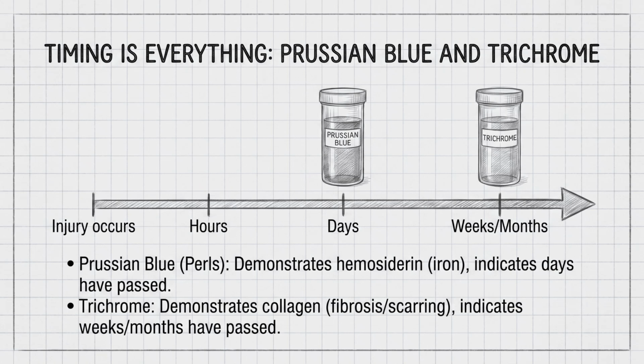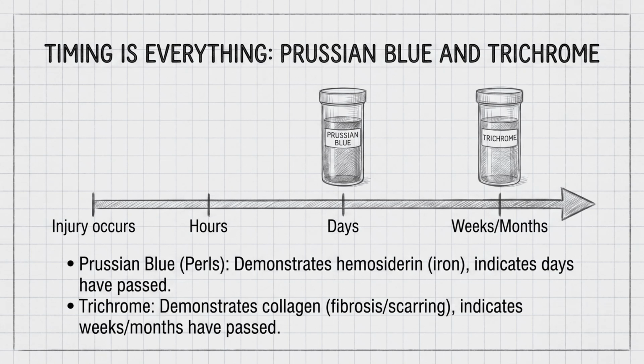Following our principle of starting with a question, timing becomes everything when considering stains like Prussian blue and trichrome, especially in cases involving hemorrhage or fibrosis. Prussian blue, for instance, detects iron, which is critical for dating hemorrhages. Fresh blood won't show iron, but as red blood cells break down over days, hemosiderin forms, allowing us to estimate the age of a bruise or internal bleeding.